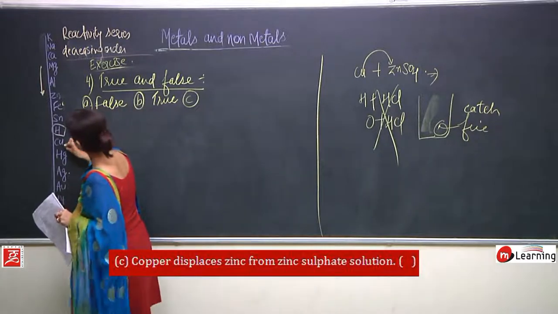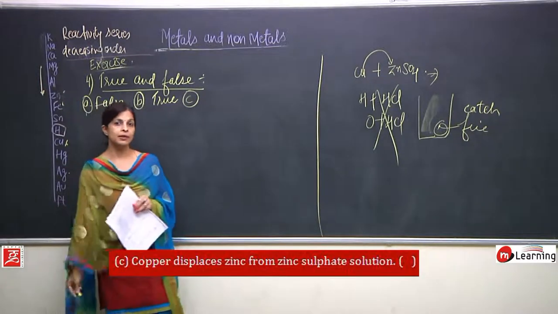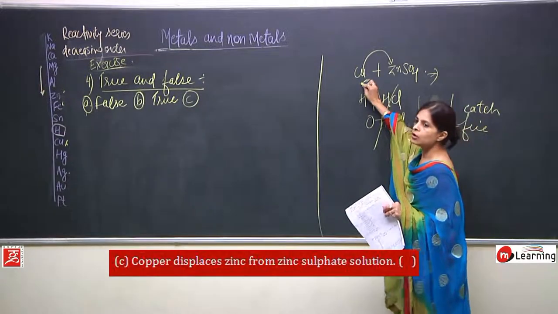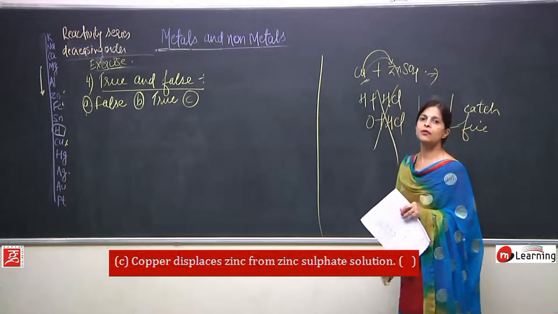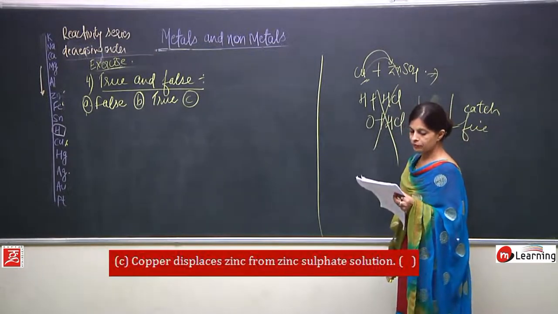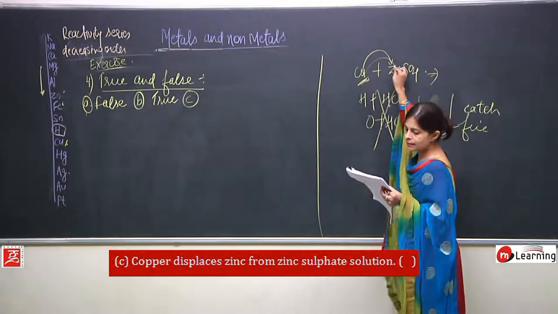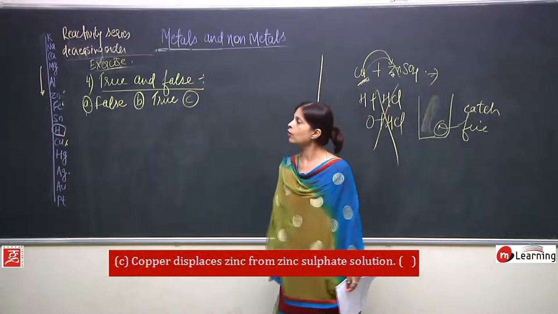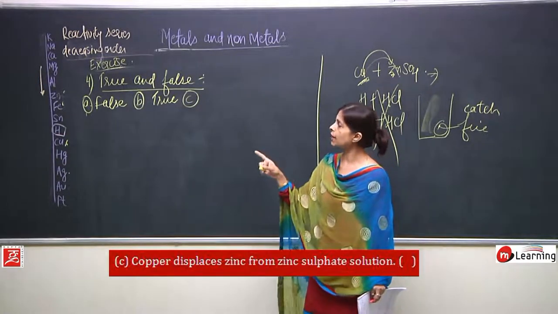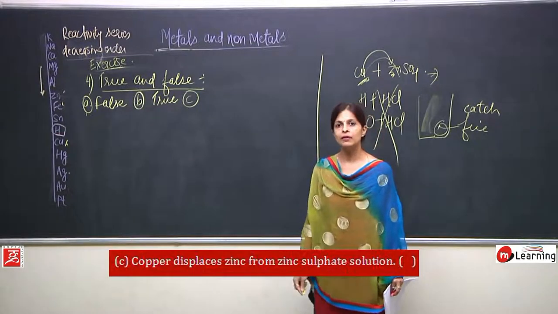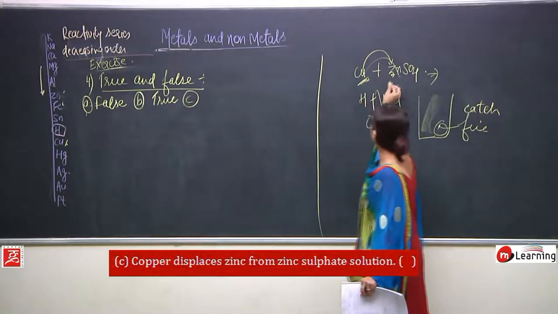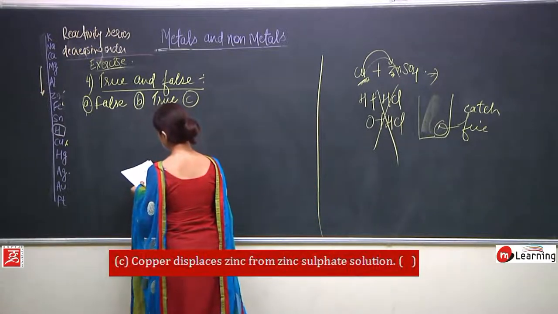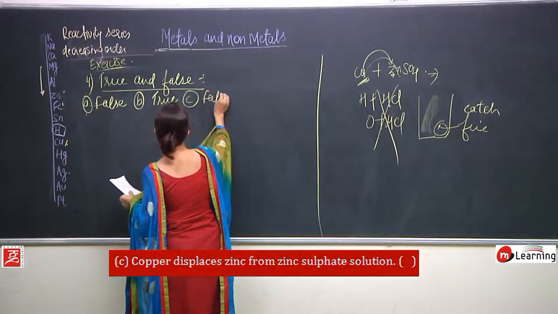Where is copper? Copper is here. And where is zinc? Zinc is here. Who is up? Zinc is up. Obviously then zinc is more reactive, so copper will not be able to replace zinc from zinc sulfate. Are you getting it clear? Copper displaces zinc from zinc sulfate? No way. Why? Because my reactivity series is showing zinc is up, which means zinc is more reactive than copper. So will zinc allow copper to replace it? No, not at all. So what I should write over here: copper displaces zinc from zinc sulfate solution is false.